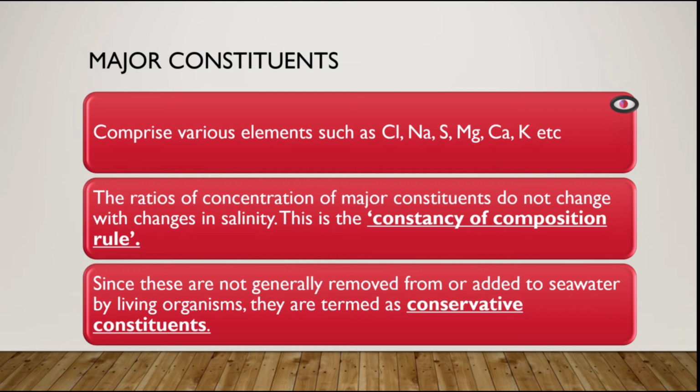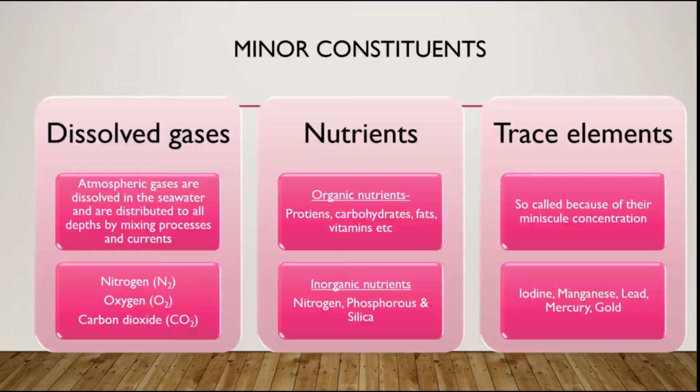The ratios of concentration of major constituents do not change with changes in salinity. This is the constancy of composition rule. The constancy of composition rule says that the major constituents of ocean water are found in the same relative concentration throughout the ocean water volume. Since these are not generally removed from or added to seawater by living organisms, they are termed as conservative constituents.